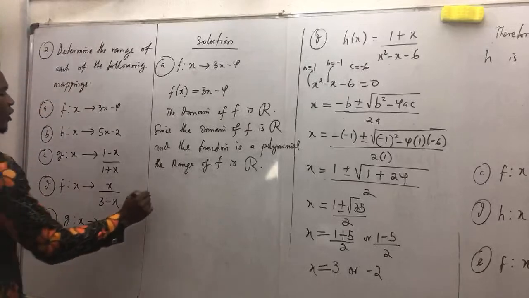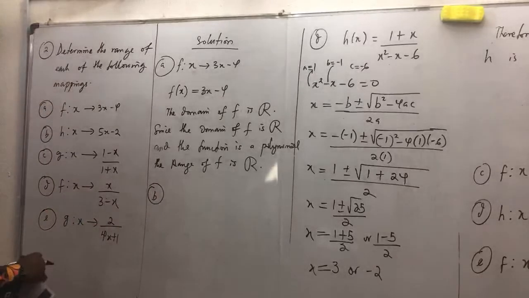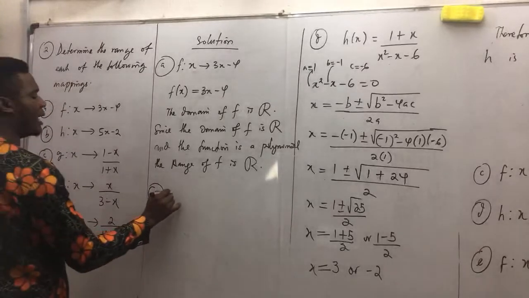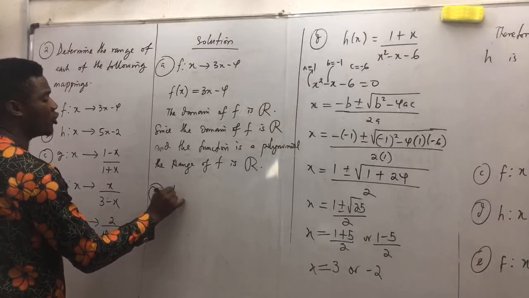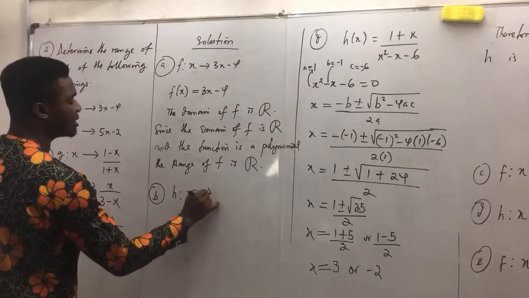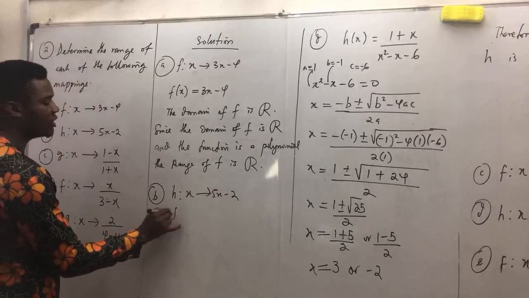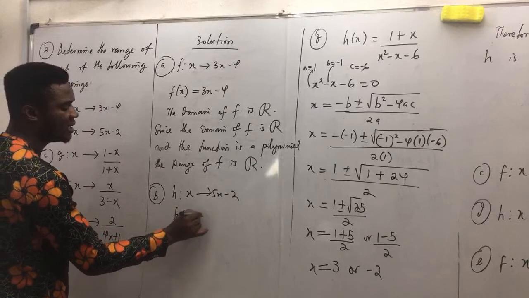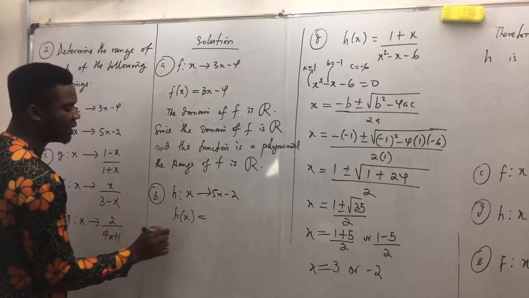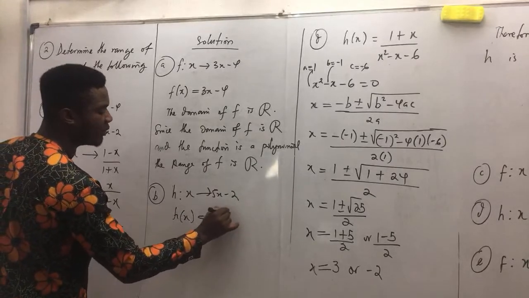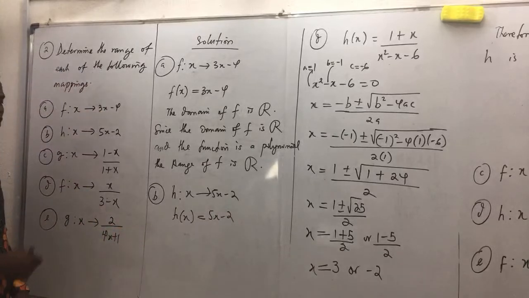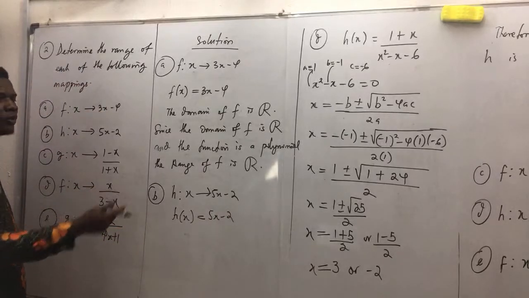Now, for b, let's observe b. B will likewise be the real number system. You were told h from x into 5x minus 2 is a mapping. Now this can be written as h of x is equal to 5x minus 2. So if h of x is equal to 5x minus 2, look at it carefully.